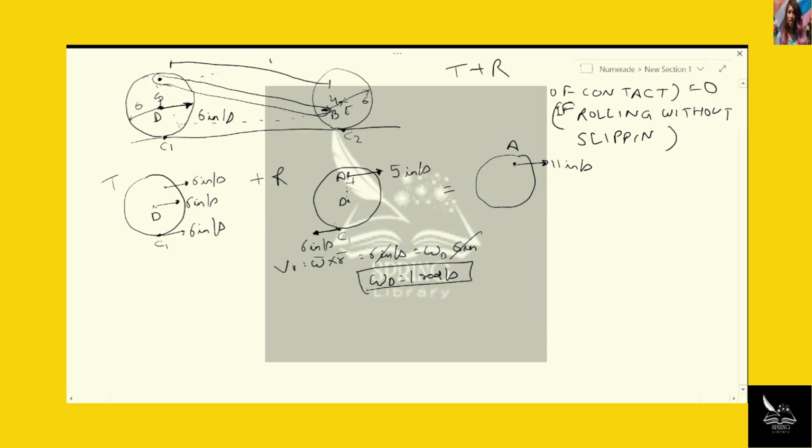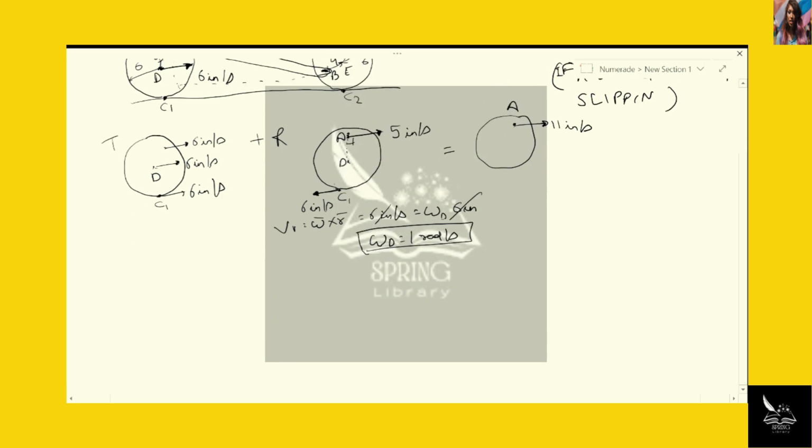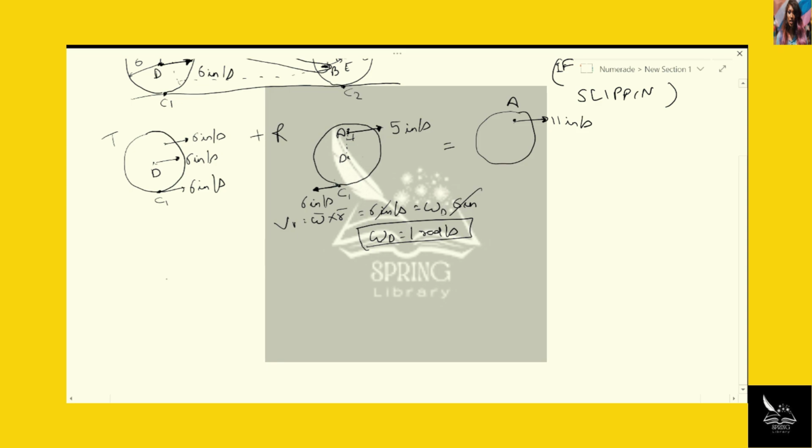Now let's try to go to point B. So let us again draw the diagram. We know the velocity of point A. This is 11 inches per second.